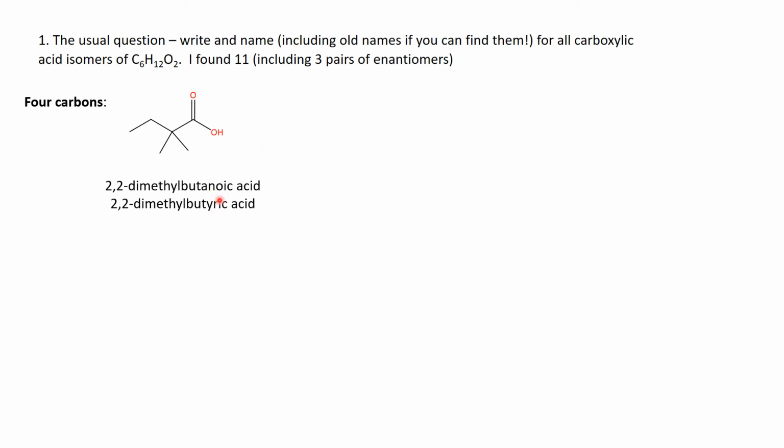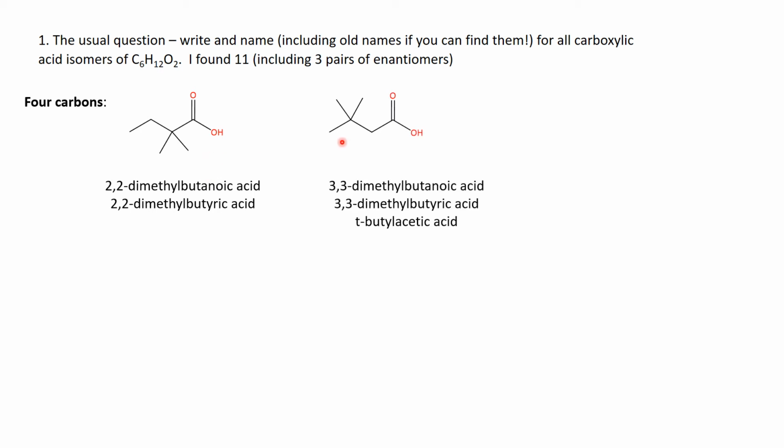The old name for butanoic is, of course, butyric acid. We could put both the methyl groups on carbon 3, so 3,3-dimethyl butanoic acid or 3,3-dimethyl butyric acid. You can see another old name I think is kind of cute. This is a tert-butyl group stuck on the end of acetic acid there. So tert-butyl acetic acid, one of the old names for it.